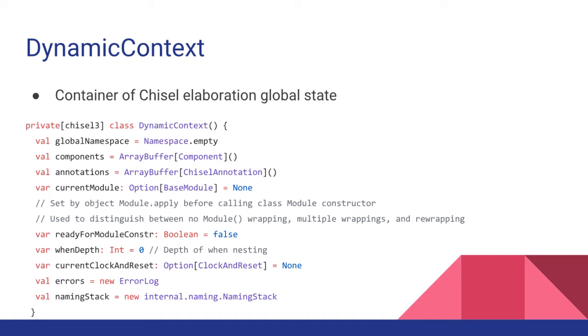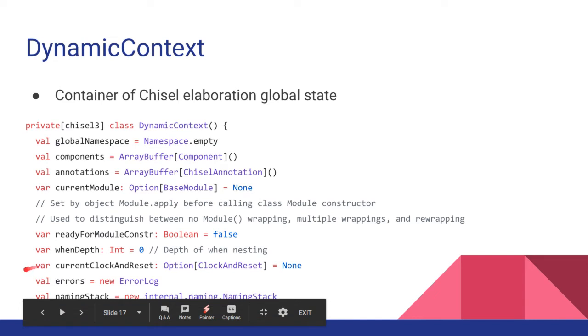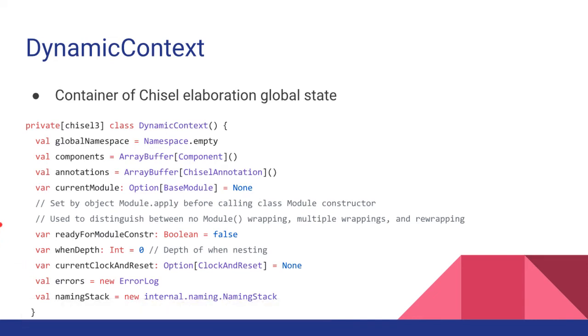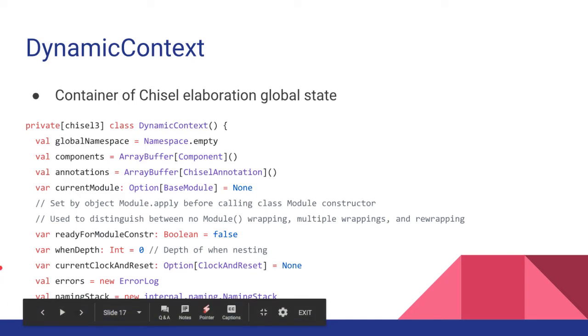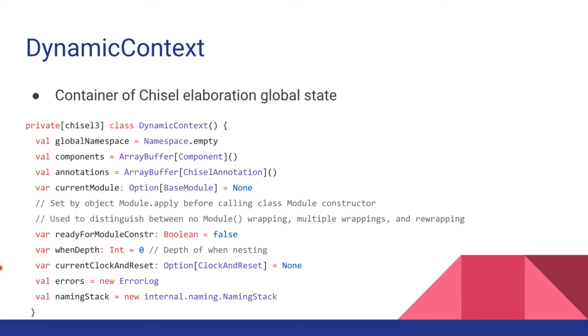The current clock and reset, this is actually about to change to current clock and then a separate value for current reset to fix a bug. But that is, what are the currently in-scope clocks and resets when you construct a register? Errors are the error logs. For errors that are not fatal, we try to record them as we go and report them all at the end. Those get stored in the error log. And then the naming stack is utilized by the Chisel name macro that I haven't gotten to yet.